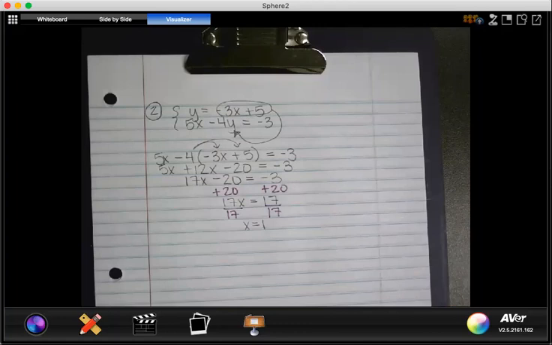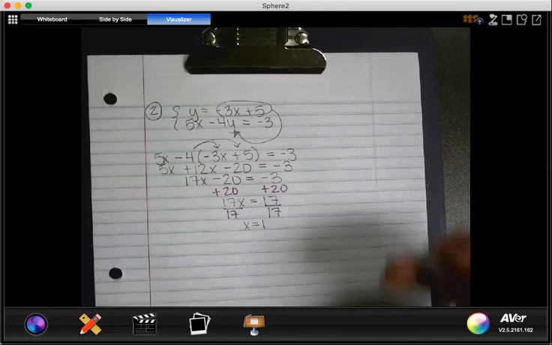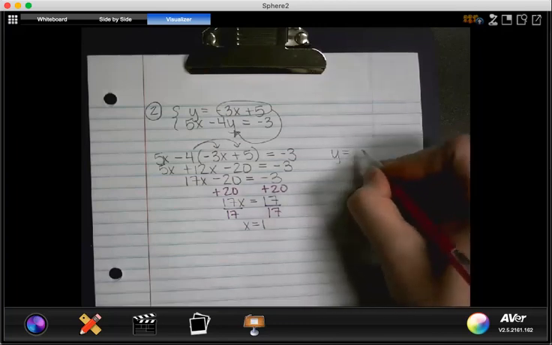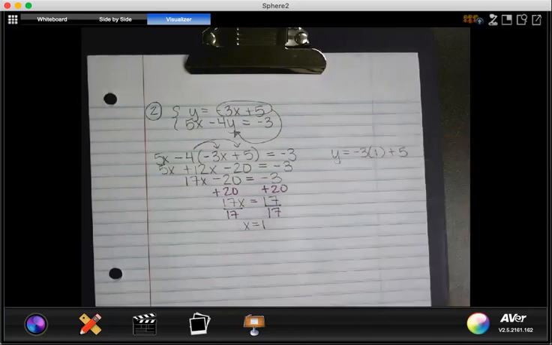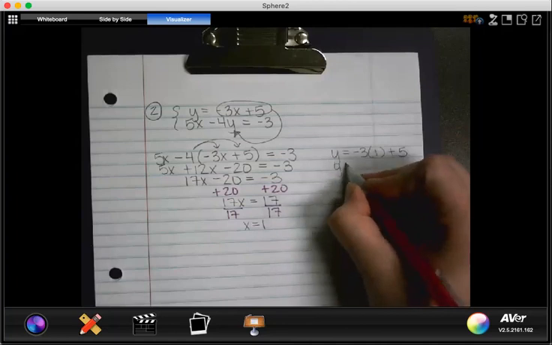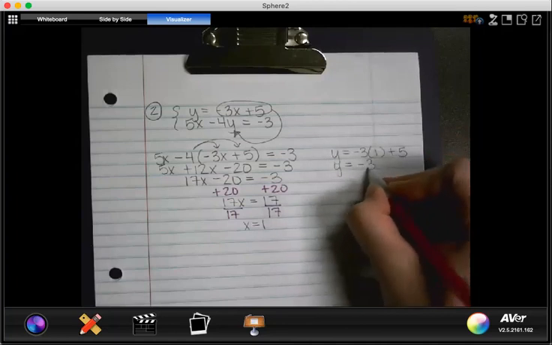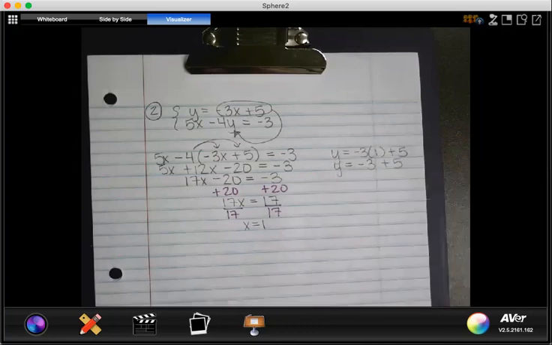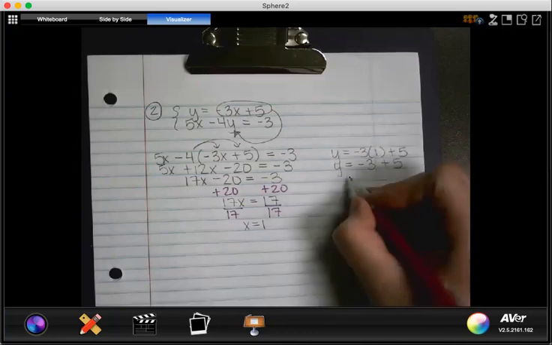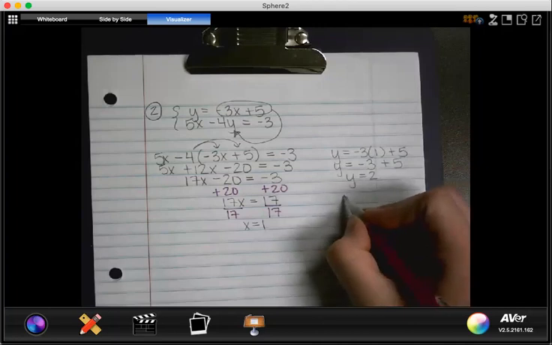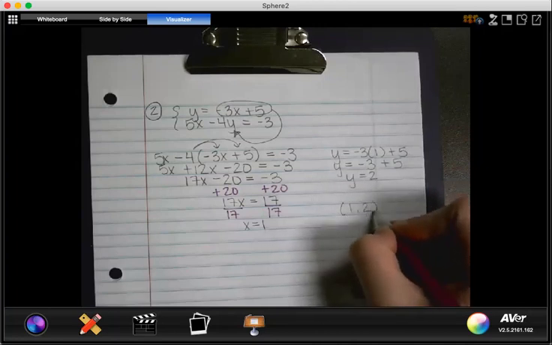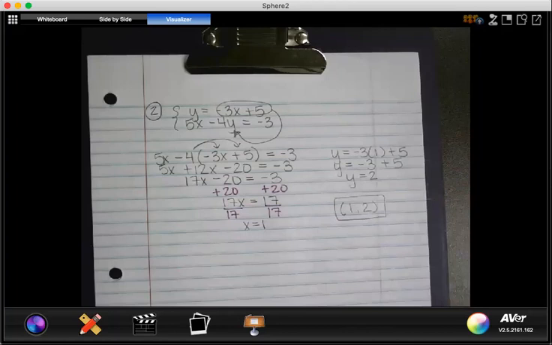Now we're going to take x equals 1 and we're going to substitute it back into the original equation to solve for y. So I'll have y equals negative 3 times 1 plus 5. So y equals negative 3 times 1, which is negative 3, plus 5. Add the 5 and we get 2. Last step is to write this as an ordered pair. So my answer would be 1, 2, in parentheses with a comma.